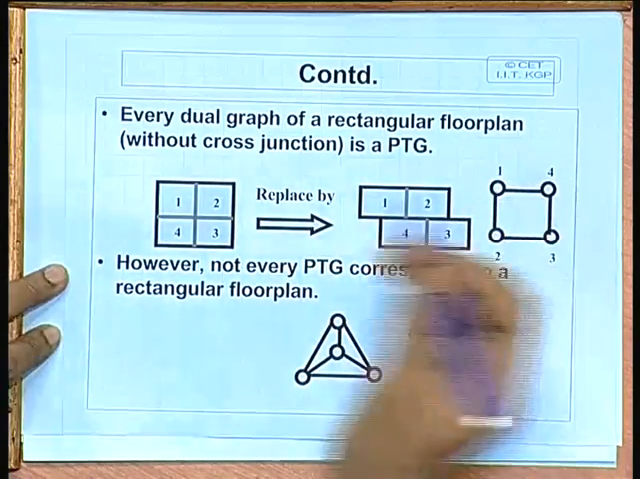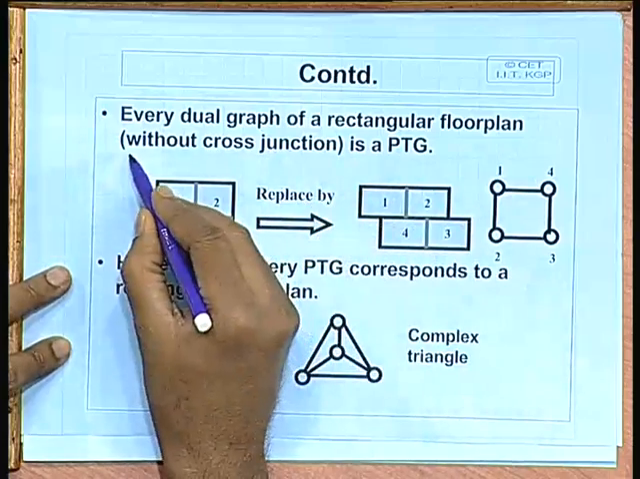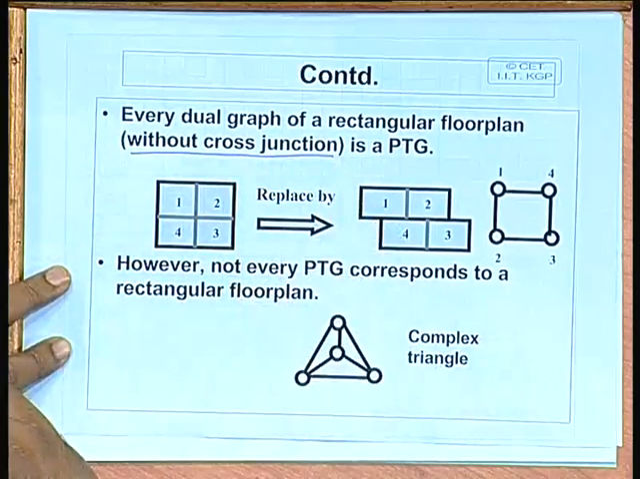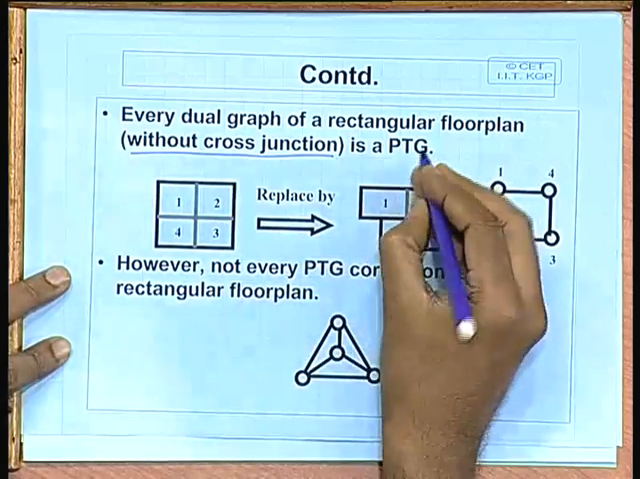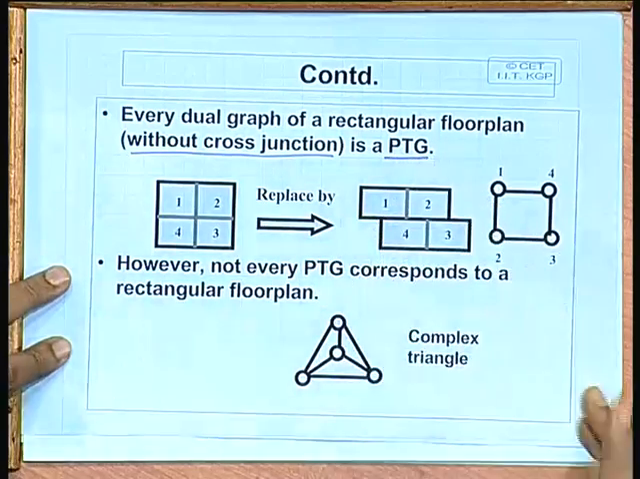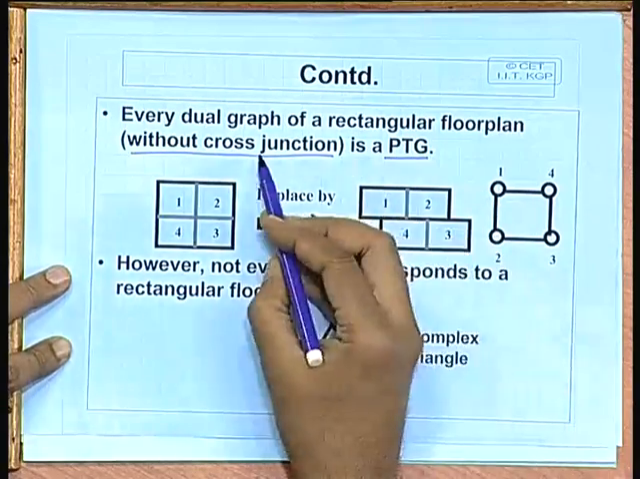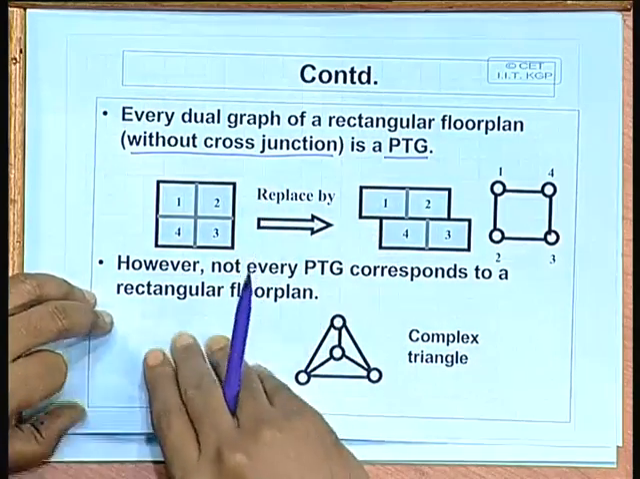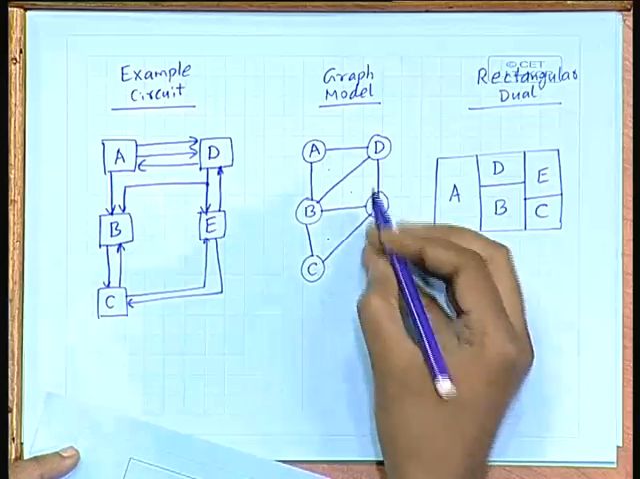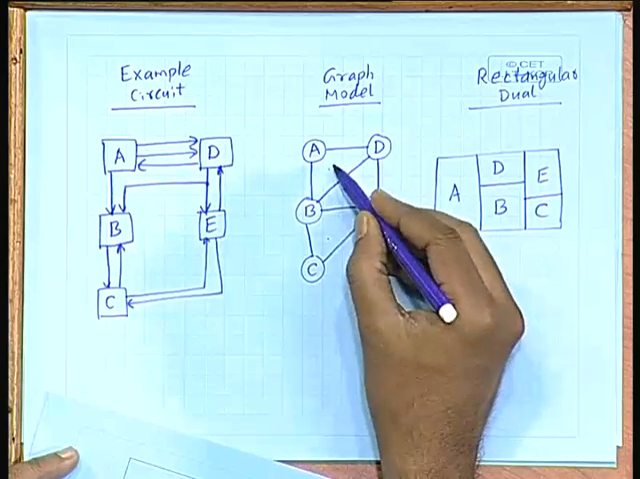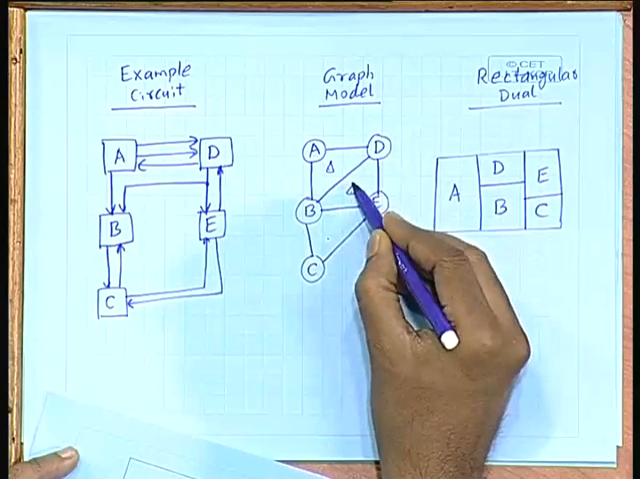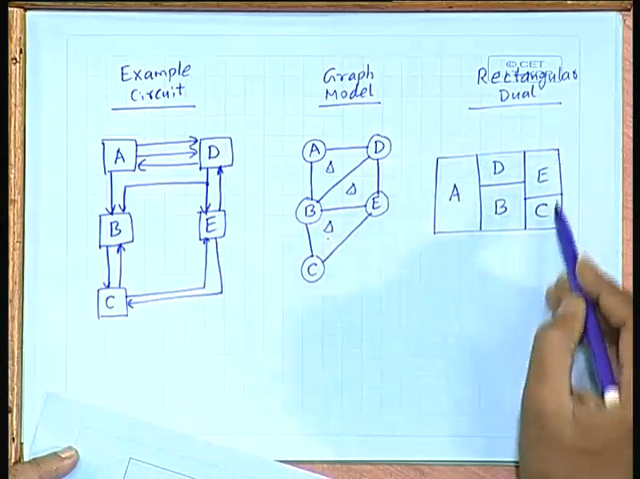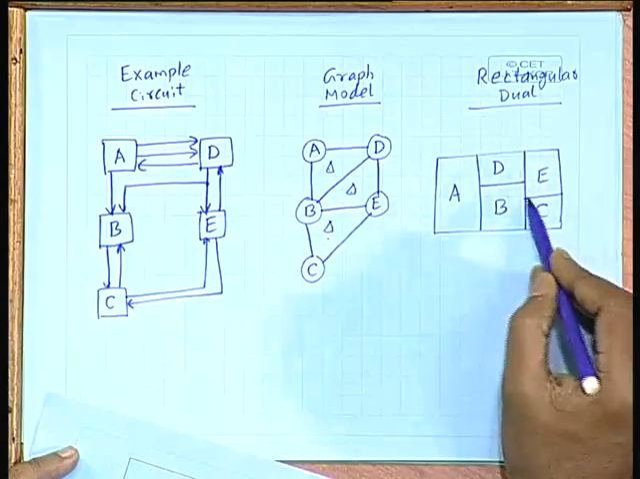The first thing is that we have already seen that if the floor plan does not have any cross junction, then the corresponding graph model is a planar triangulated graph, and also vice versa. In the earlier example, this was a PTG, a planar triangulated graph: this is one triangle, this is one triangle, this is one triangle, and then we get a rectangular floor plan without any cross junctions.